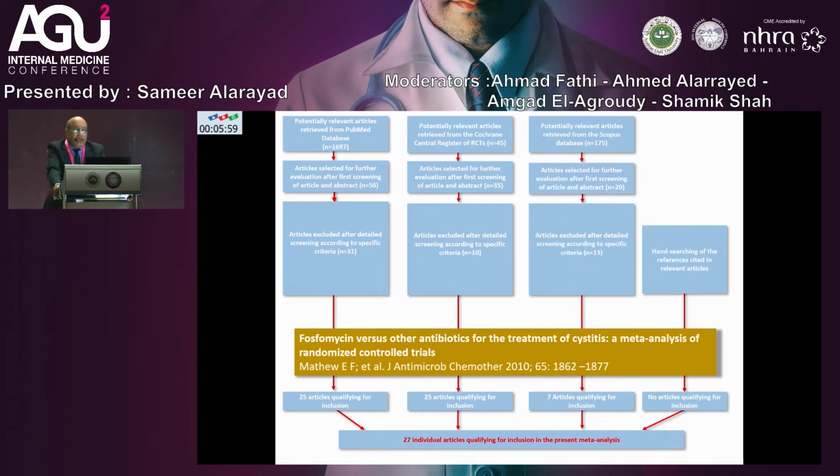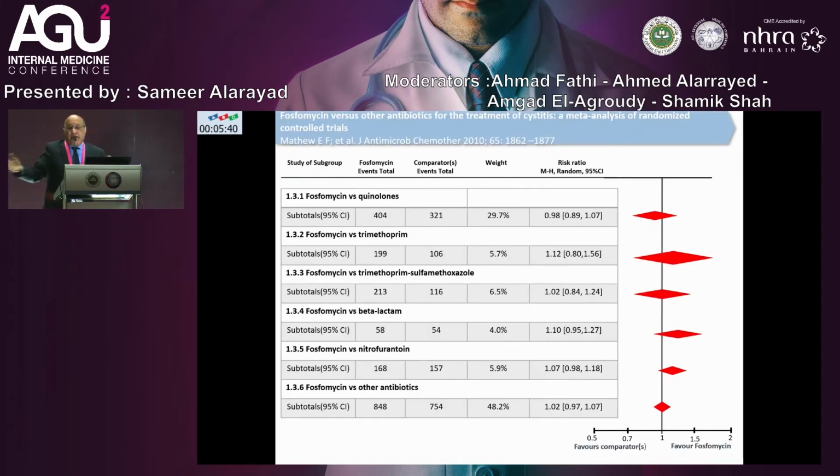Fosfomycin, this is a meta-analysis. Of about 1,600 articles, it was eventually shortlisted to 27 articles. It shows the comparison between fosfomycin and other comparators like quinolones, sulfa, beta-lactams, and other antibiotics. If you look at the diamond, the red one, you will see that the majority of the studies or articles favor the use of fosfomycin.